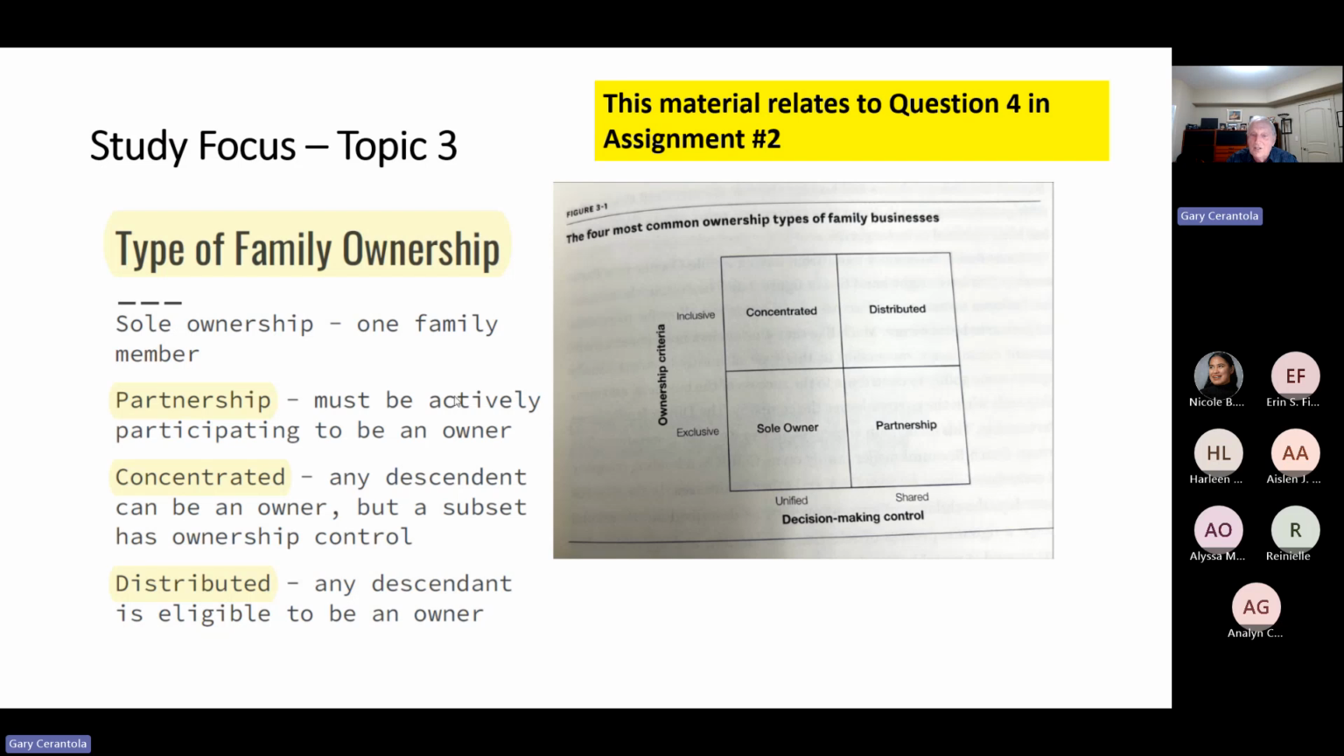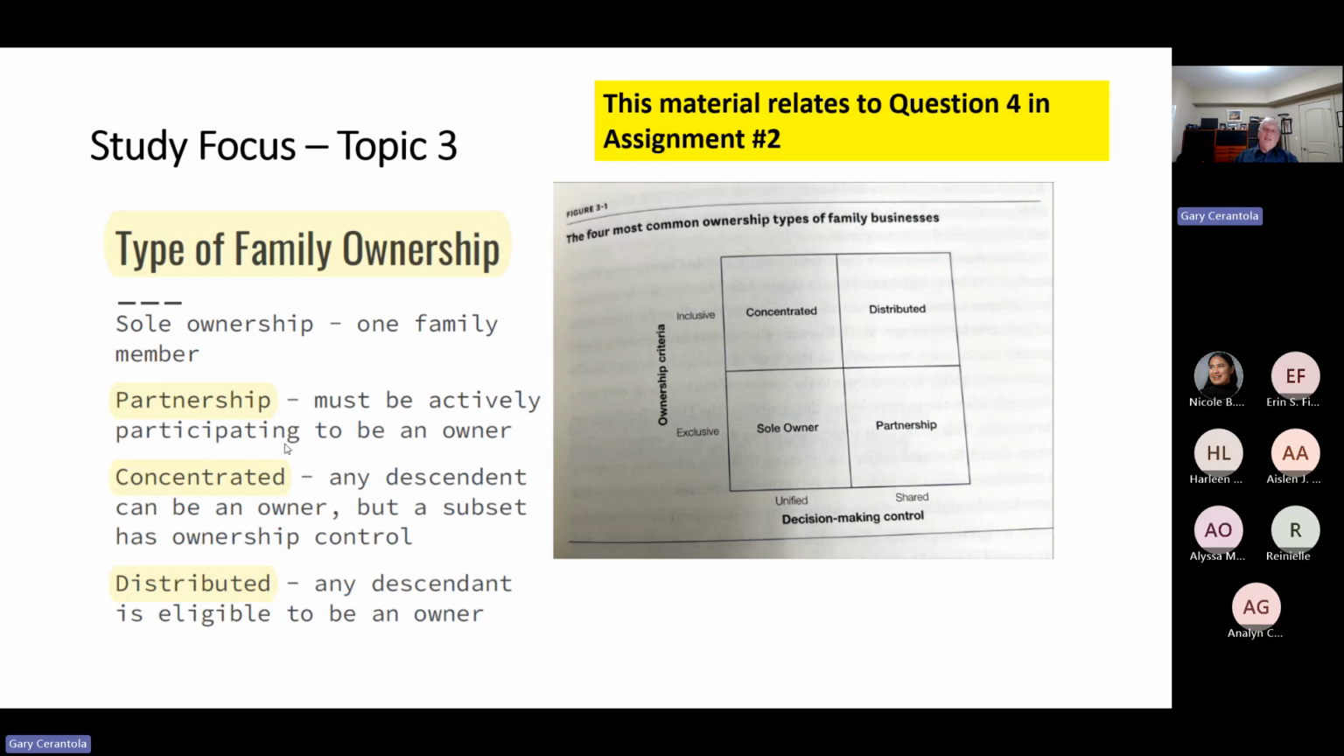And then there's different types of family ownership. Sole ownership, one family member owns it all, and then a partnership, actively participating to be an owner, or concentrated. Any descendant can be an owner, but a subset has ownership control, or distributed. Any descendant is eligible to be an owner. So, you may have the cousin who's rich and will provide part of the capital for so many shares in the business to get returns, those kind of things. So you got to understand that.